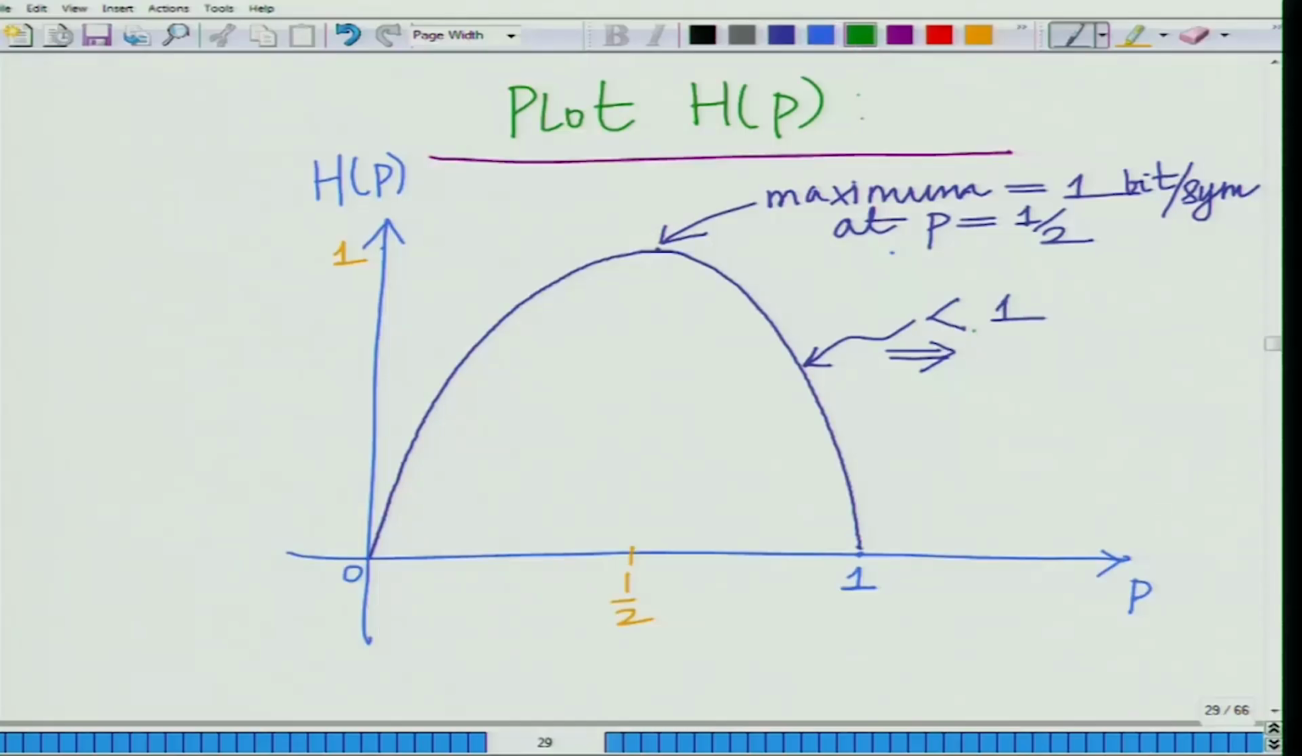Okay, so for instance, less than 1 implies that a symbol can be represented using less than 1 bit.